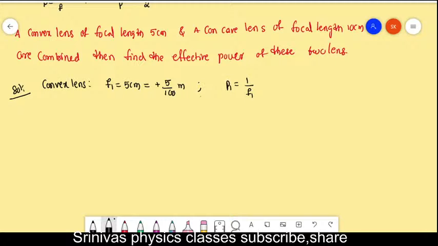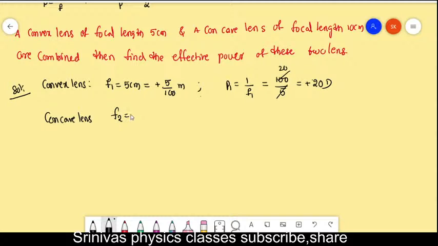Is it find effective power? How did you get 10 diopter? We will check once. 1 by f1 means here you will get 100 by 5, that goes to the numerator. We will get 20. Plus 20 or minus 20? Convex, plus 20 diopters.